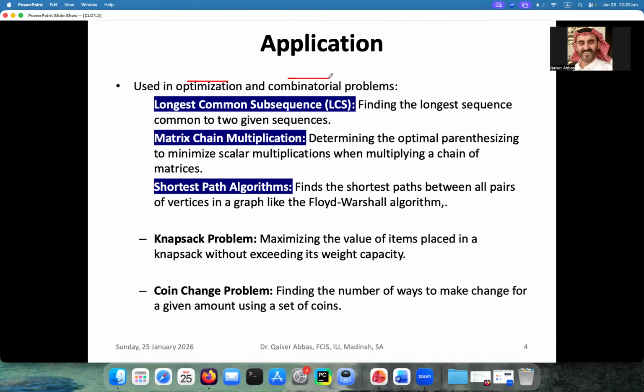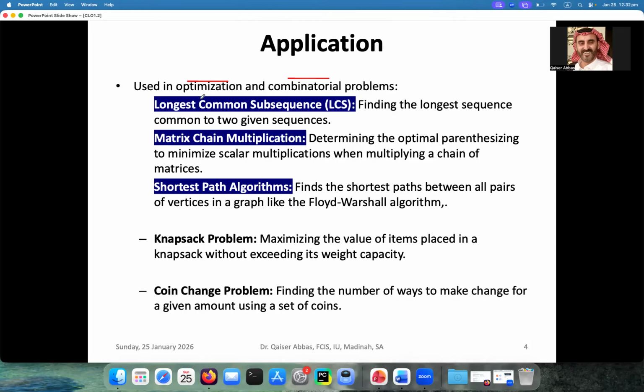Combinatorial problems are those in which you have to calculate all possible combinations, like all possible permutations. If you have studied discrete math, then I'm sure that you have studied combinations and permutations there. So mainly we use this algorithm for this purpose.